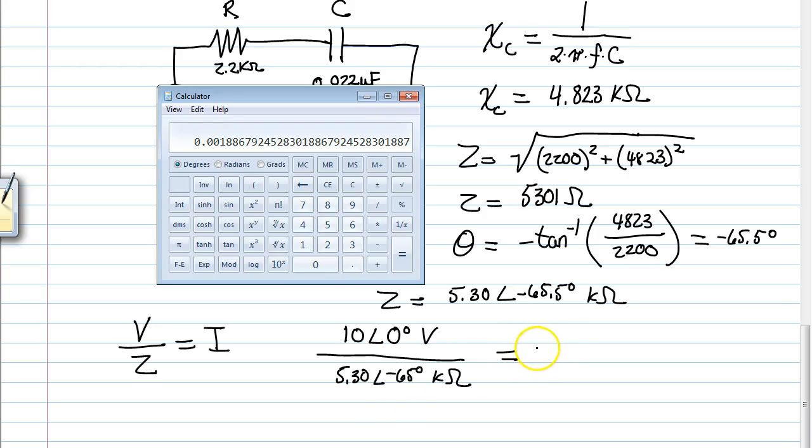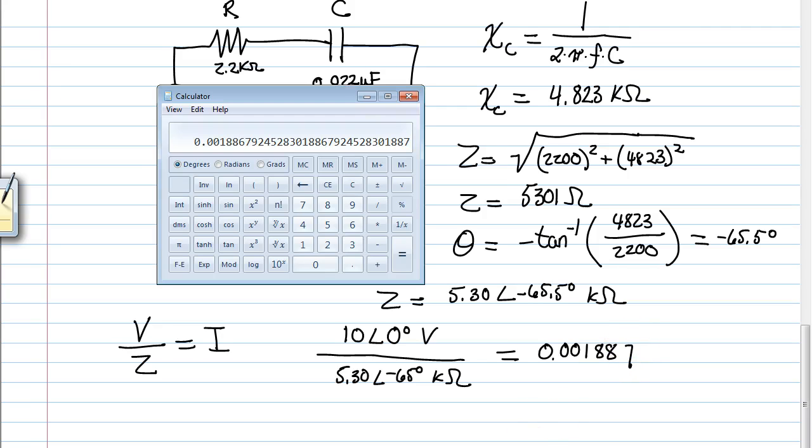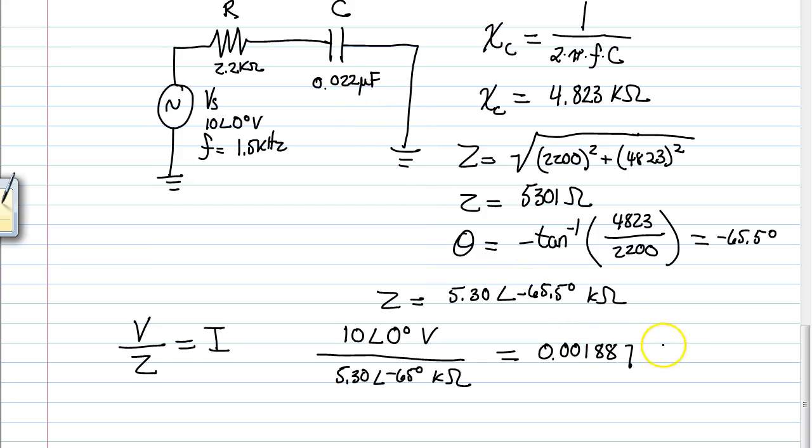0.001886. I'm going to round that up though. 0.001887. Yeah, round it up. That's the current. I need to find the angle of the current. What is the angle?